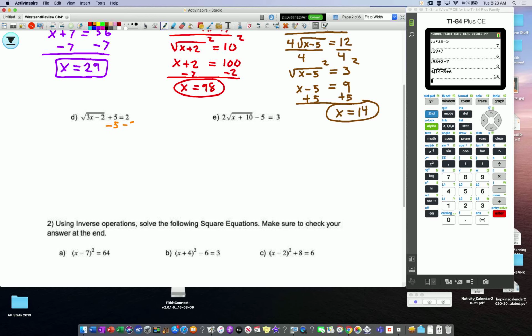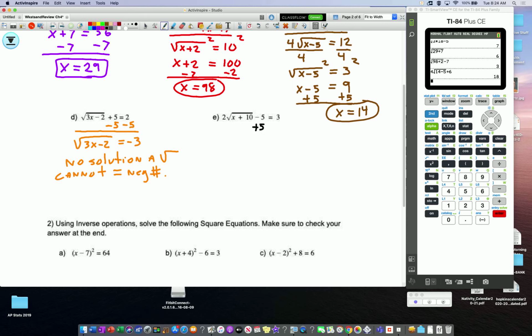So first step, subtract, get the square root by itself. Square root of 3x minus 2 equals negative 3. So now when I square both sides, wait a minute, square root can't equal a negative number. This one is the no solution. A square root cannot equal a negative number. So that one was actually a lot easier. All right, let's do the last one.